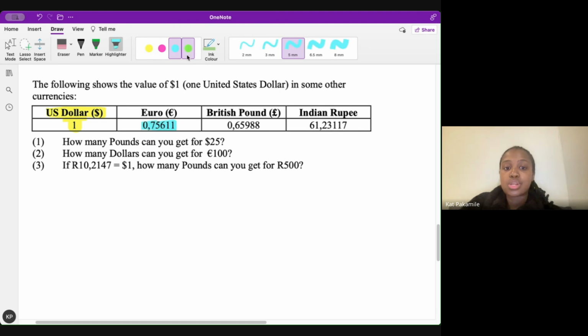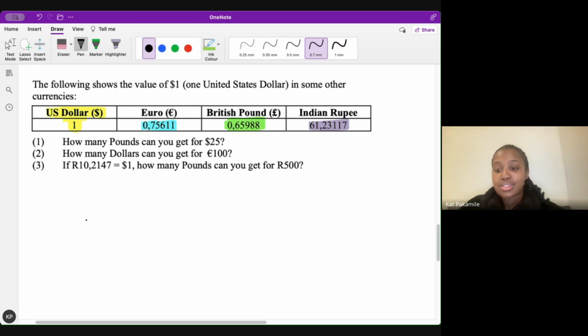So they're telling us that 1 US dollar is 0.75611 euros, and it's equivalent also to 0.65988 British pounds, and it is also equivalent to 61,23117 Indian rupees. Now, before we go anywhere, I'm going to ask you guys, out of this table that you see here, which currency is the strongest?